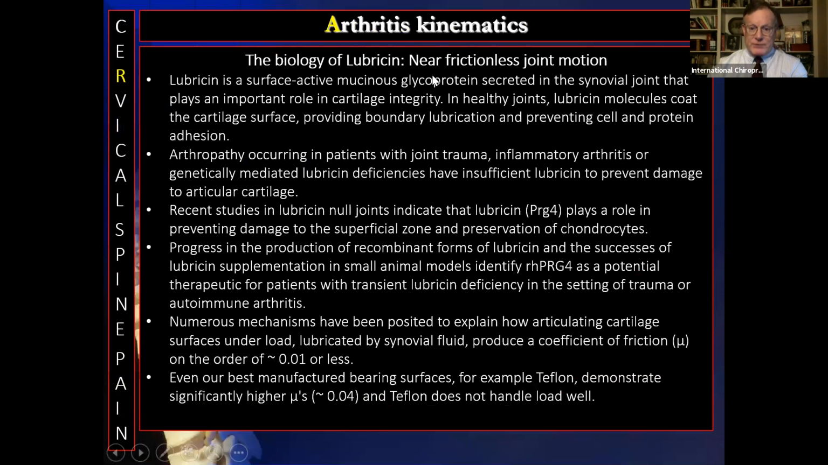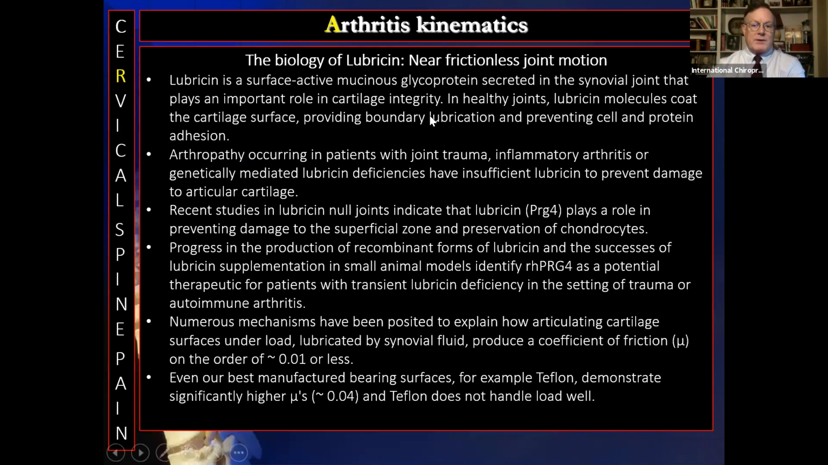The biology of Lubricin is to create this frictionless joint motion. It's a surface active mucinous glycoprotein. It's secreted into the synovial fluid, plays an important role in cartilage integrity. So in healthy joints, Lubricin molecules are cohesive to the cartilage surface, and there's a boundary lubrication that prevents cell and protein adhesions; you don't want things sticking to your hyaline cartilage.